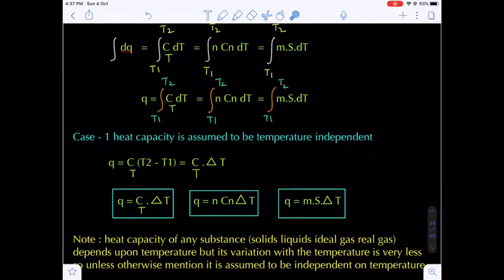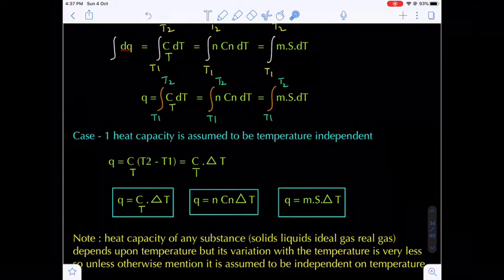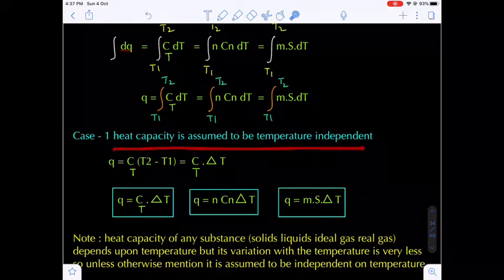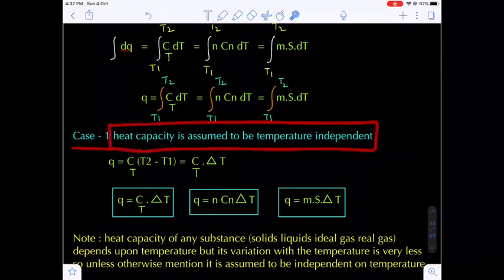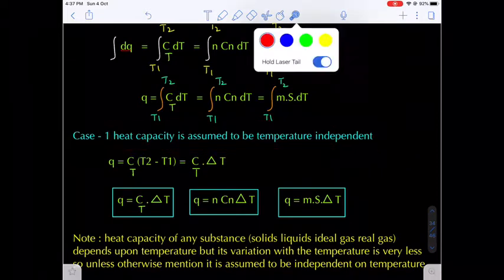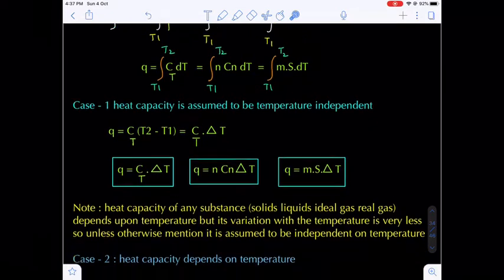Now there are two cases we have to discuss here. Heat capacity may be a function of temperature, or it may be independent of the temperature. The first case we are discussing is where heat capacity is assumed to be independent of the temperature.